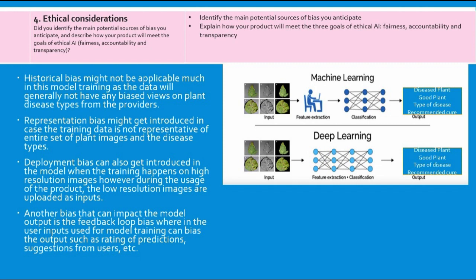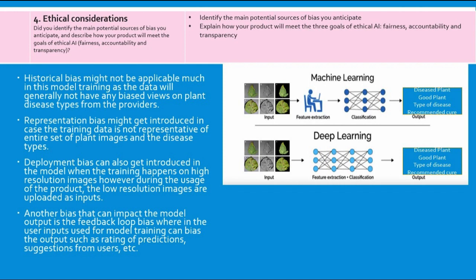Another bias that can get introduced is the deployment bias, wherein during the model training, if there are high resolution images that are used for training the model with respect to plant images and the disease types, however, in the actual usage, when the product is used, if there are low resolution images uploaded as inputs, the model might skew in its outcome.